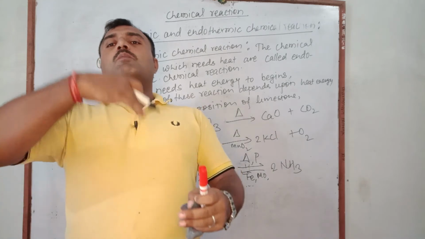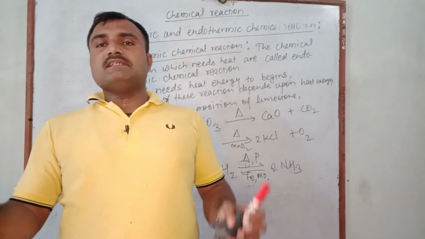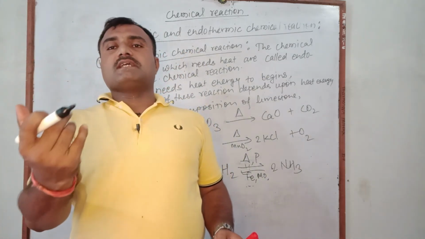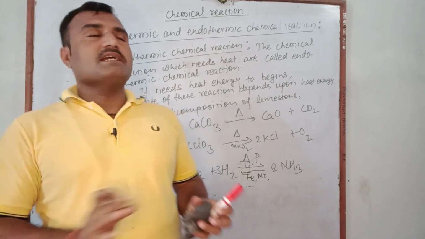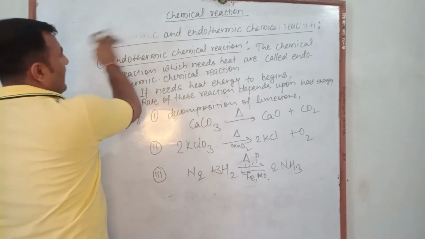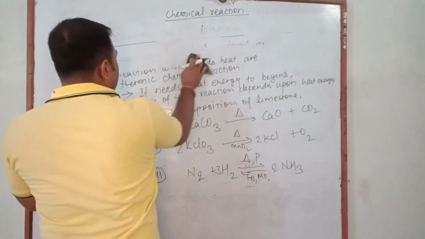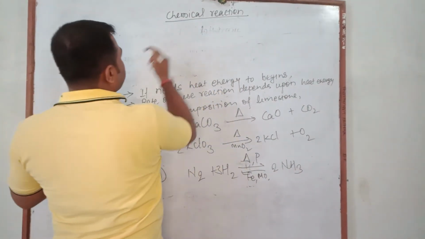Like boiling an egg, the protein changes, the egg gets solidified, like a rubber substance. That is also an example of an endothermic reaction. Simply, we can define exothermic and endothermic reactions like this.